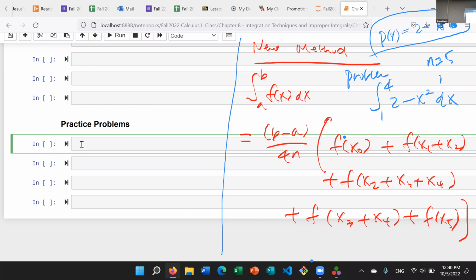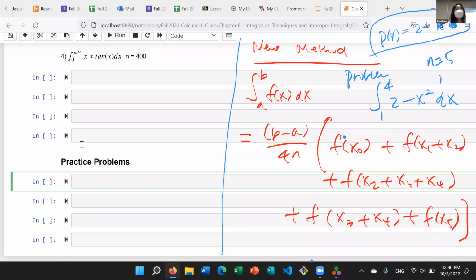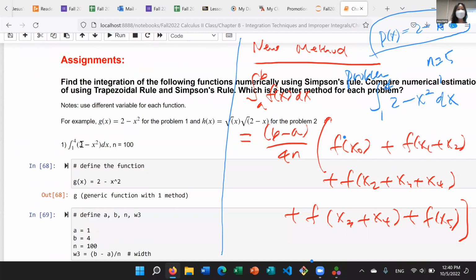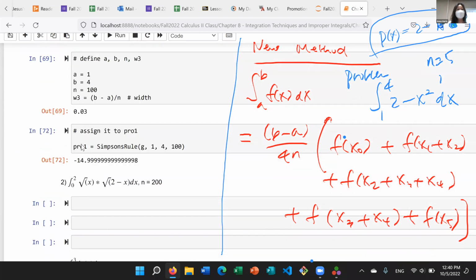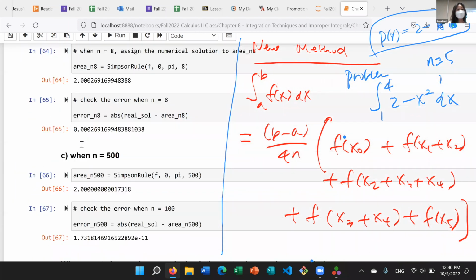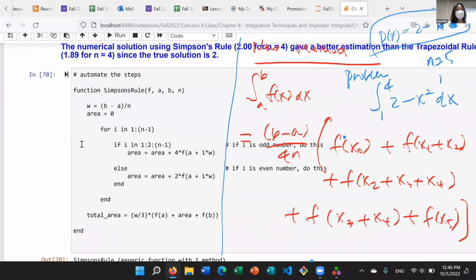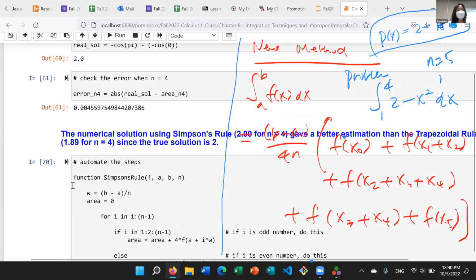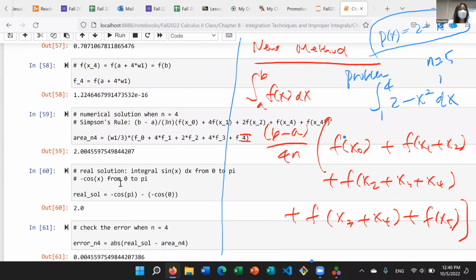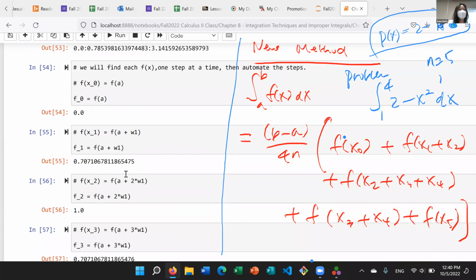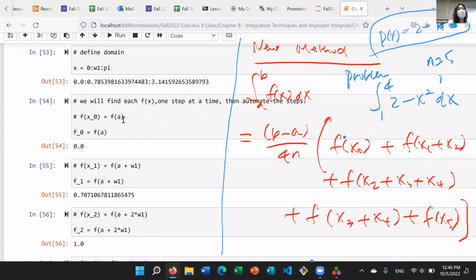So, let's see. Do you understand what you're supposed to do? Do you understand what x1 stands for? Look at the previous problem. How did I find x1? Where's the x1? Let's go back. So f of 1 would be p of a plus 2 times w. There you go. That's right.